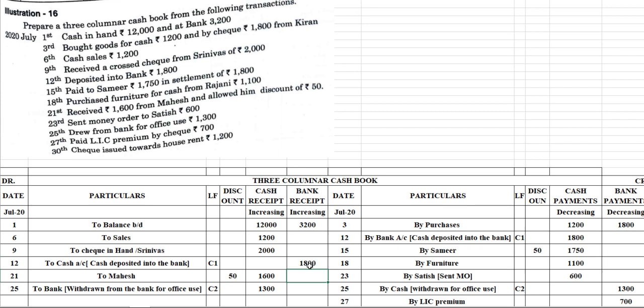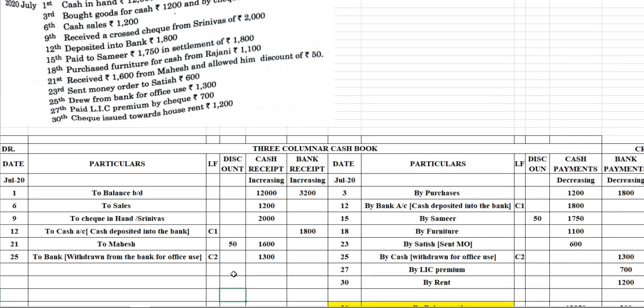Okay. Now, paid to Samir 1,750. That is done. 1,750 for furniture and discount given of 50 rupees. That is done. Next, purchase furniture for cash. That is, furniture is purchased and cash is decreasing, 1,100. That is right. After that, received 1,600 from Mahesh. Okay, we received on 21st. 1,600 received, 50 rupees we have given him as discount. That is fine. And next, sent money order to Satish.